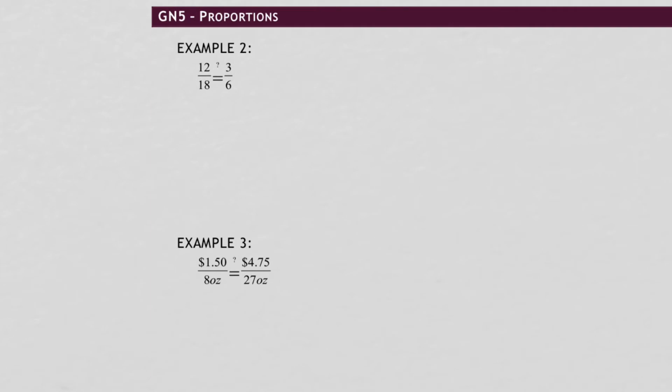So for example 2, we've got 12/18, and I'm going to go for the first method. This time we're getting smaller, so we're going to have to divide. So 12 divided by what is going to give me 3? Well, that would be 4. 12 divided by 4 is 3. So that means I also need to divide the bottom by 4. 18 divided by 4 is 4.5. That's not 6. So they are not equal.